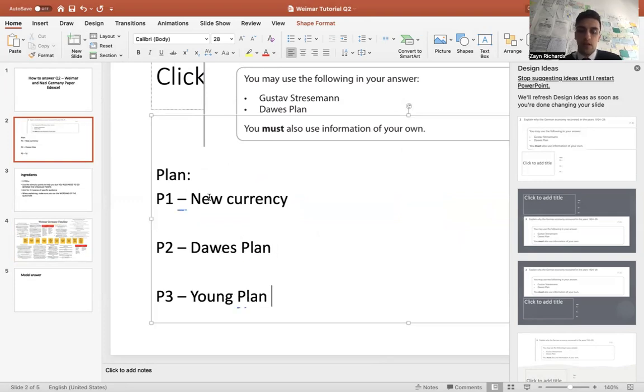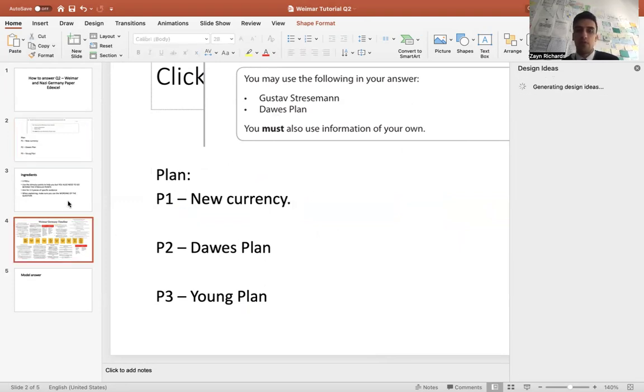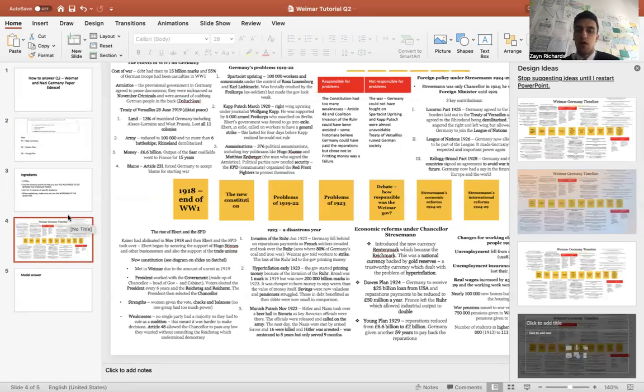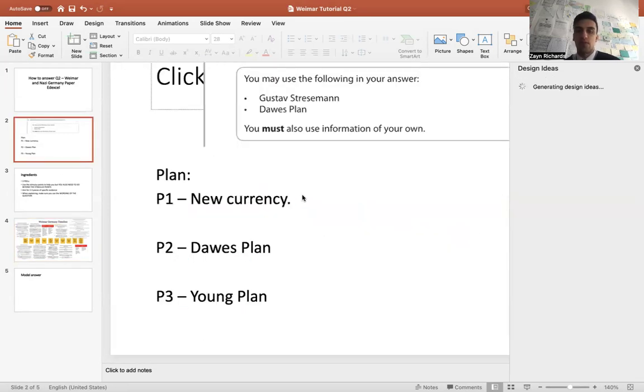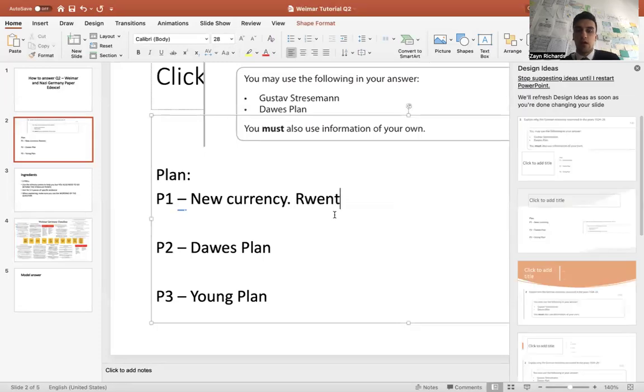Okay. Now, for each point, you'd then want to just jot down your evidence. So for the new currency, we'd want to talk about the Rentenmark, which then became the Reichsmark. And sorry, that should say Reichs, not Reichmark. So the Reichsmark, the fact that it was a national currency based on gold reserves and so on. So I would start writing something like Rentenmark, and that was 1923.